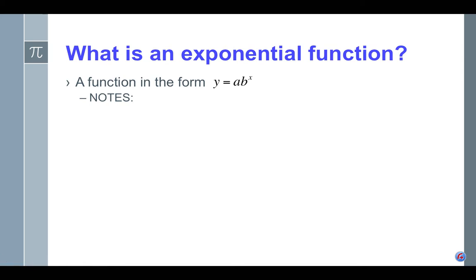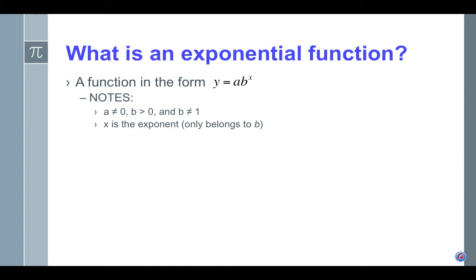So a few notes that we need to really pay attention to. We are not allowed to let a equal 0, because if we did, we'd have 0 times something, and that's always 0. It's not interesting. B has to be bigger than 0. It can be a fraction. It can be bigger than 1, but it cannot equal 1. If b was equal to 1, then we would just have a times 1. Well, that would just be a number, and that's a horizontal line, and that is not interesting either. So those are the first three little notes that you have to pay attention to.